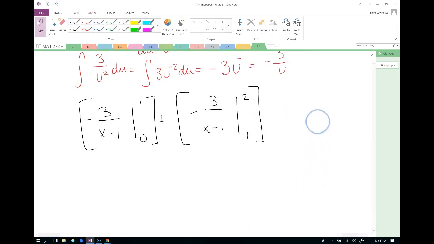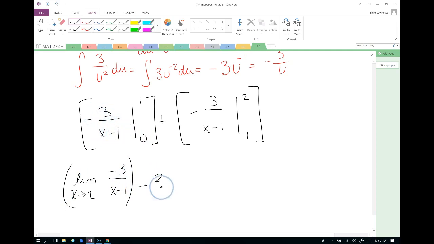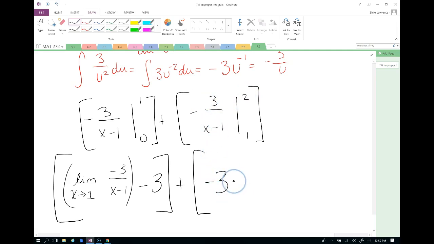Now when we do this evaluating, 1 is the bad spot. We're going to have to treat that one like a limit. So for my first one, I really need to do the limit as x approaches 1 for negative 3 over (x minus 1). But I can plug in 0. 0 minus 1 is negative 1, so negative 3 divided by negative 1 is a regular old 3. And then for the second one, we can plug in 2. 2 minus 1 is 1. Negative 3 divided by 1 is negative 3. And then subtract what you get when you plug in the lower one, but the lower one was the bad spot, so we have to treat that one like a limit.